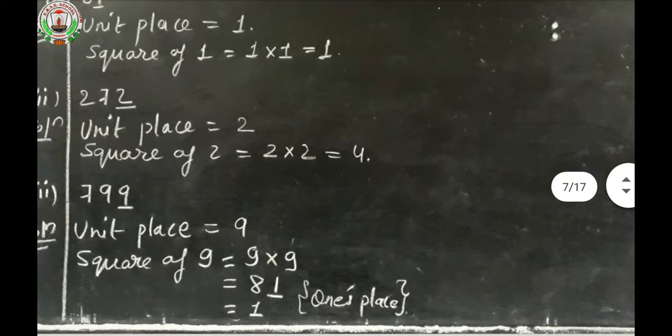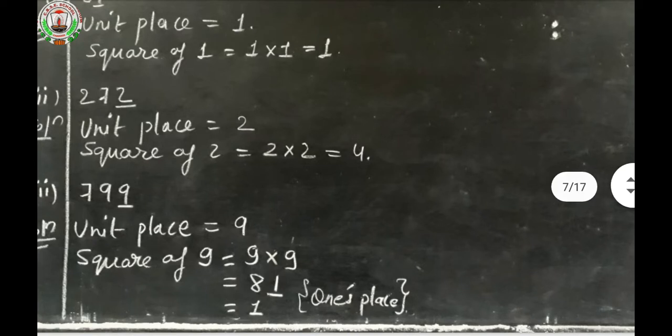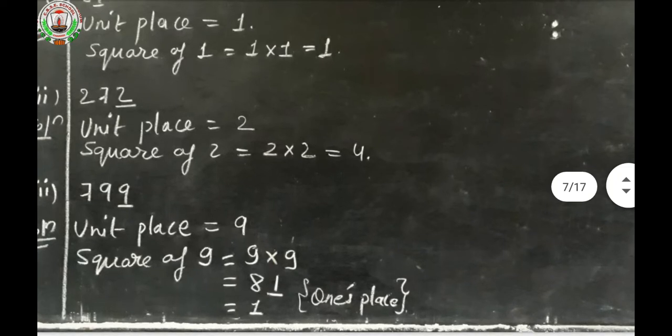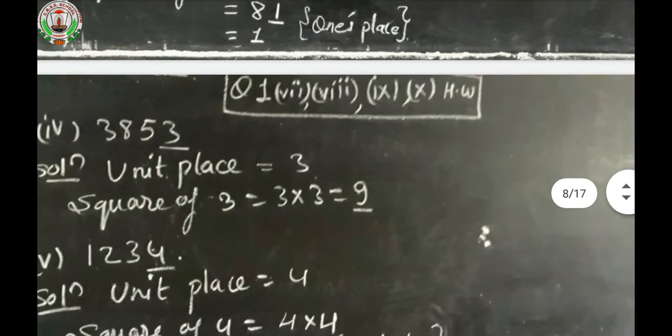So in this number, what is the units place? That is 9, isn't it? The square of 9 will be 81. 81 is again a 2-digit number, that is ones and tens. So of ones and tens, we are going to see only the ones place value, that is 1. So clear everyone? The next, question number 4.